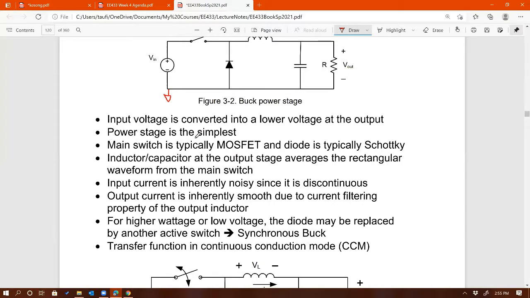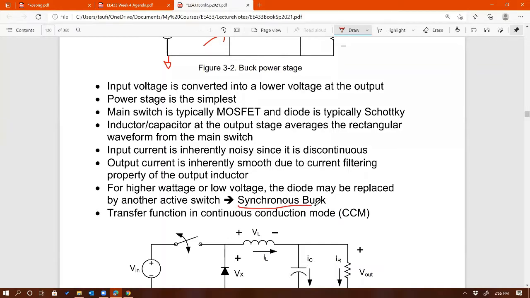So the power stage is the simplest among all. The main switch is typically a MOSFET, and the diode is typically a Schottky, right? So that's typically a MOSFET. That's typically a Schottky. If you use another MOSFET there in place of the diode, then we call that a synchronous buck.